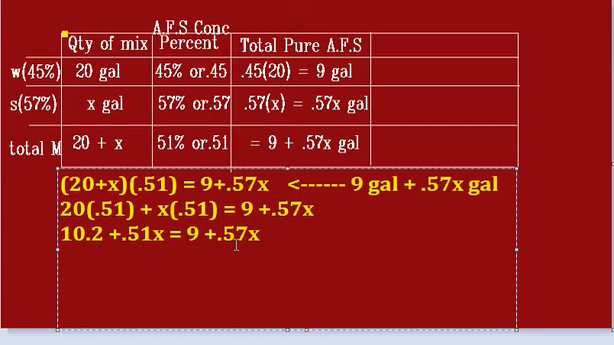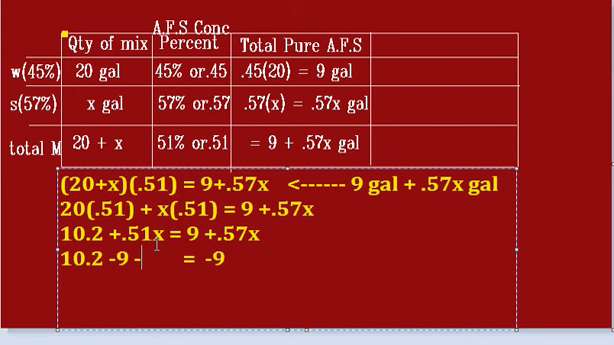Okay, simplifying further, what will happen? So let's add from this equation. Let's minus the 9, so that you will have 10.2 minus 9. Naturally, in the other equation also, you also have to minus 9, because you have deducted or subtracted 9 on the other side of the equation.